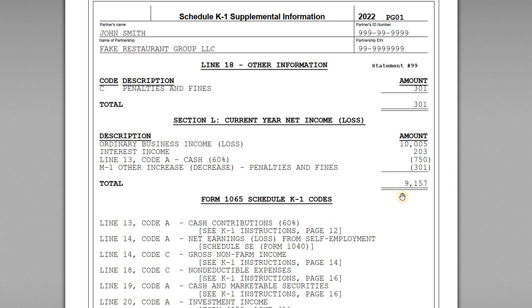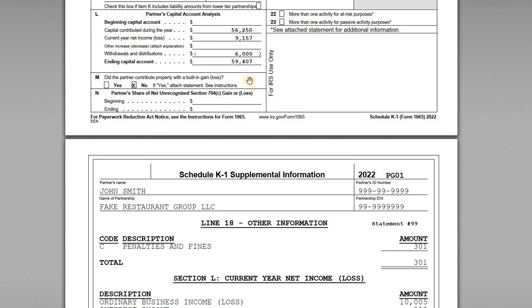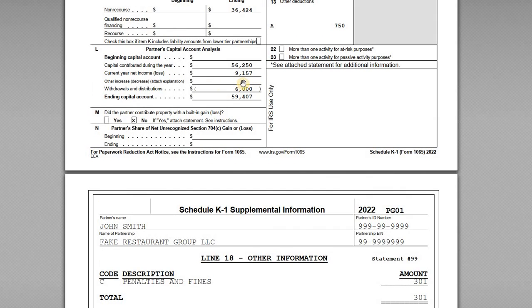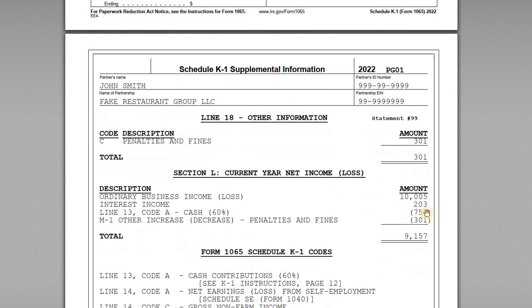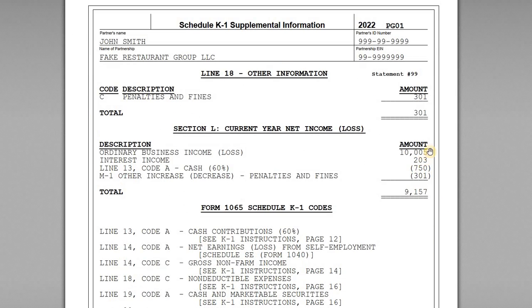Section L, the current income or loss. So this is a reconciliation as to how we arrived at this line item, right? So the current year income or loss allocated to John was $9,157, and this is the breakout of the amounts, right? So he's being allocated $10,005 of ordinary income, interest income. He's allocated the charitable deduction of $750, and then a decrease for the non-deductible penalties and fines, and so that's how he gets the $9,157 amount.